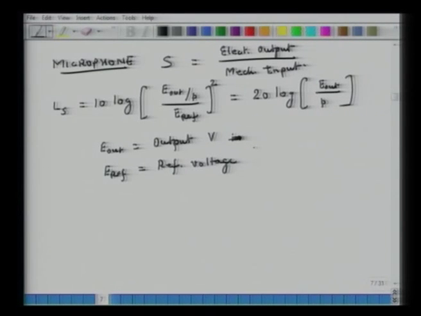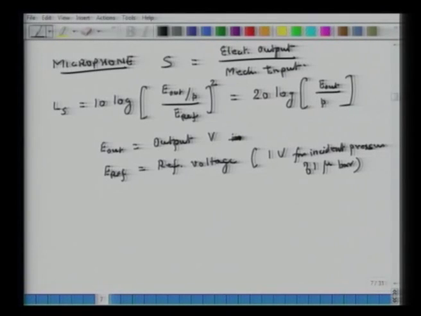And typically it is 1 volt for an incident pressure of 1 microbar. 1 bar is 10 to the power of 5 pascals, which is 1 atmosphere. 1 microbar is 0.1 pascals. So E ref is the reference voltage, and it's about 1 volt for an incident pressure of 1 microbar. Because of that, E ref goes away. And then P is RMS pressure, it is not peak pressure.